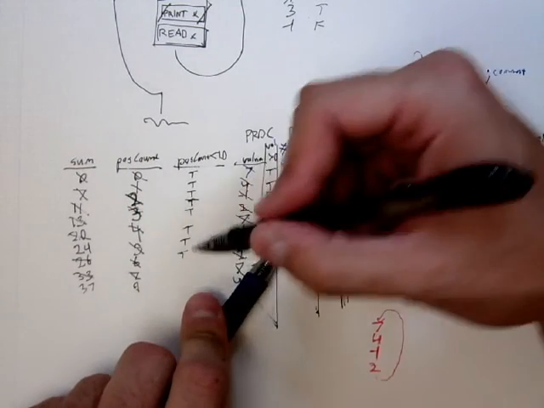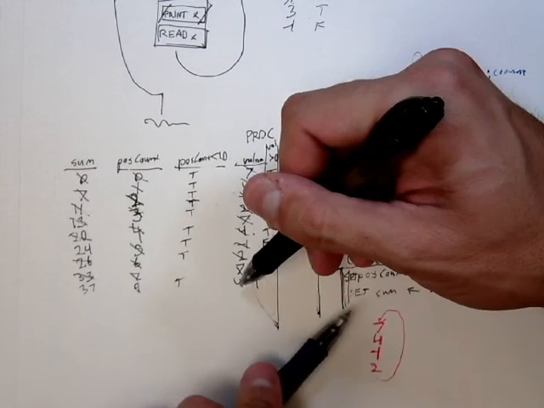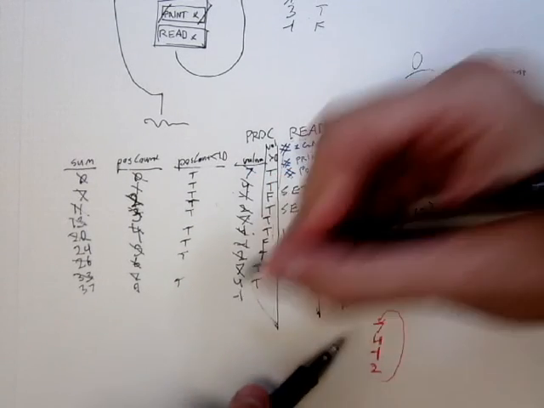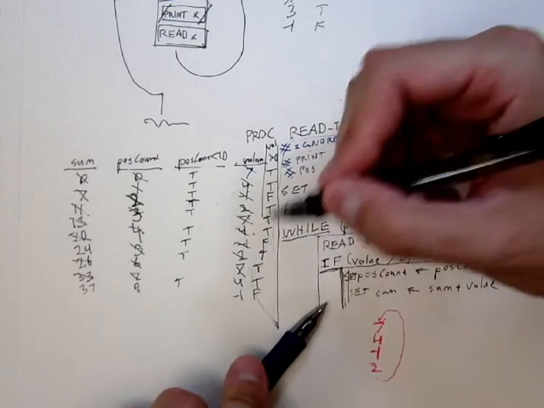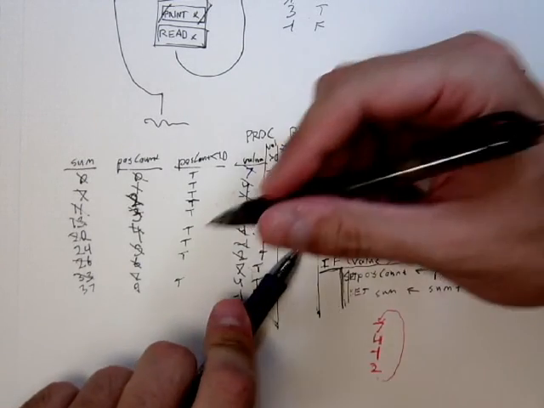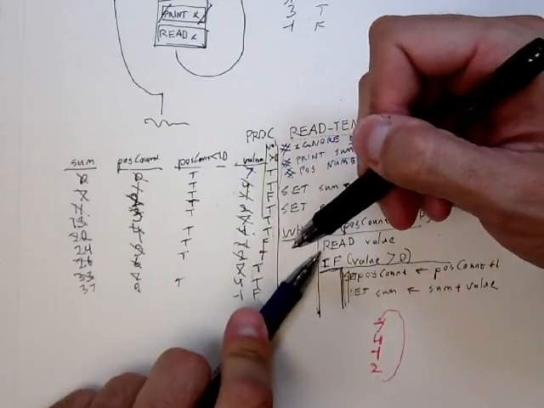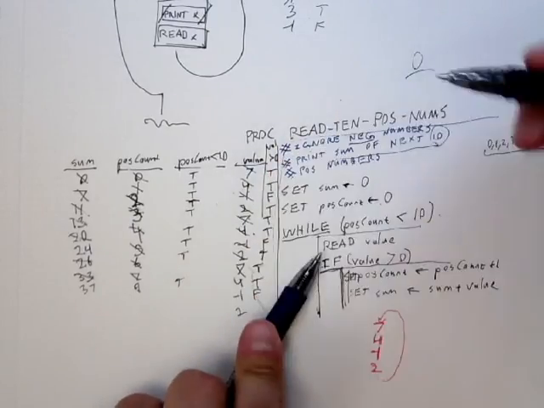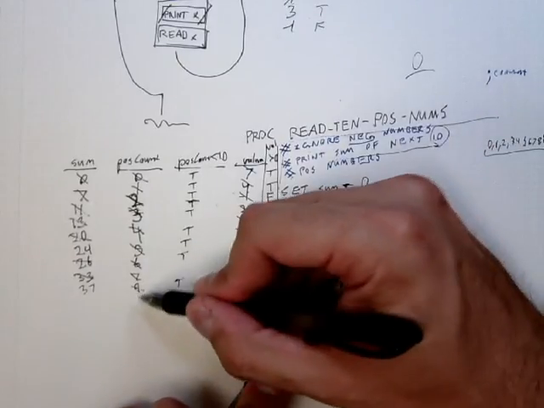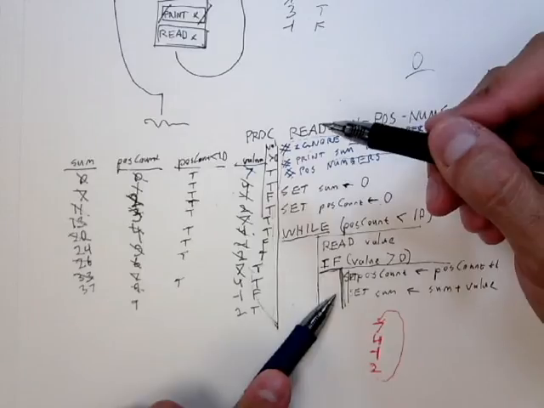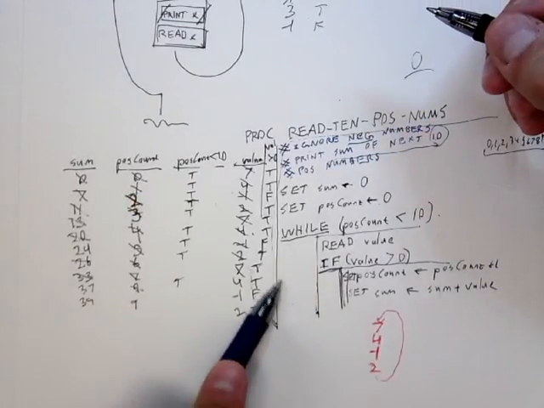Is 8 less than 10? That's true. We read in value. Last thing we read was a 4, so the next thing we read is a negative 1. Is value greater than 0? That's false. So we do nothing else. We come up here. Is pos count less than 10? Yes, 8's less than 10. We read value. We get a 2. Is 2 greater than 0? That's true. We set pos count to pos count plus 1. We set sum to sum plus value, so that's 39. And we come back up.